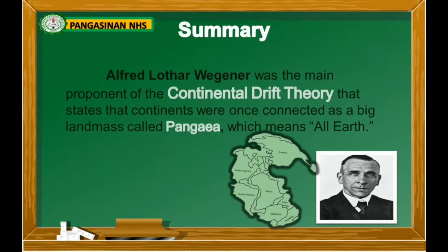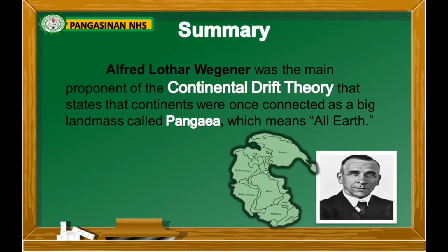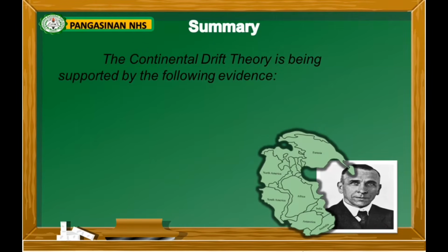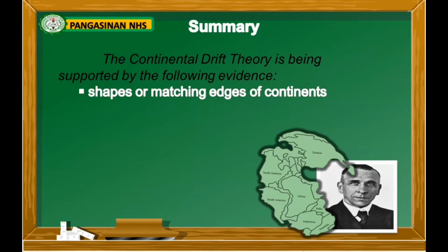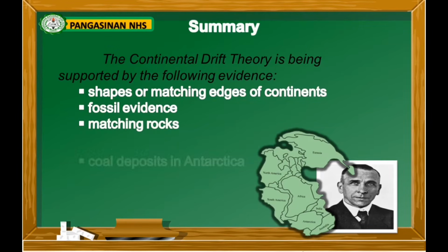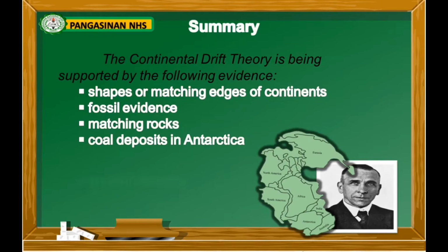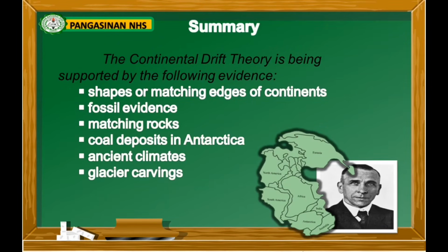To summarize what you have learned, Alfred Lothar Wegener was the main proponent of the continental drift theory. That states that the continents were once connected as a big landmass called Pangaea, which means all Earth. The continental drift theory is being supported by the following evidence: shapes or matching edges of continents, fossil evidence, matching rocks, coal deposits in Antarctica, ancient climates, and glacier carvings.